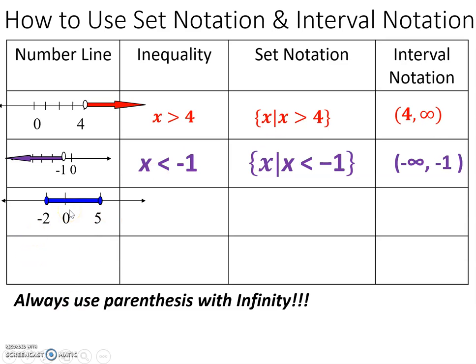Next graph example. We can see we have a graph that stops. We have endpoints at -2 and +5, and those are both closed circles. So we say "or equal to." So x is greater than -2, but it's less than 5, and that's "or equal to" as well. So greater than or equal to -2, but less than or equal to +5. So that's our inequality, what it looks like.